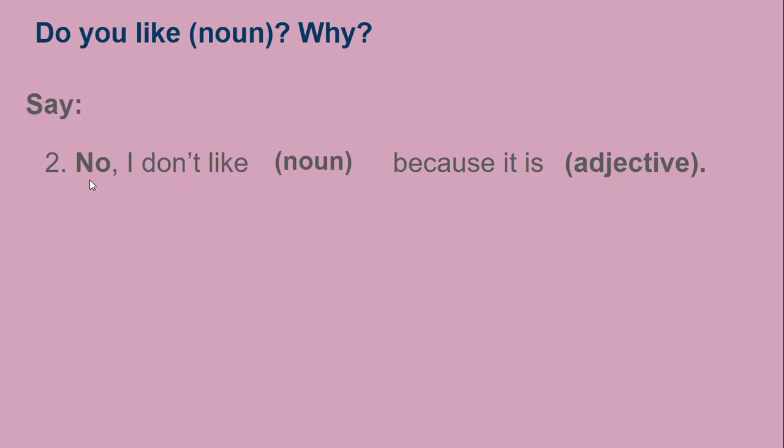So you say, no, I don't like. You say the noun, the name of the thing, the name of that animal you don't like. Then you put because it is, then you say the adjective.